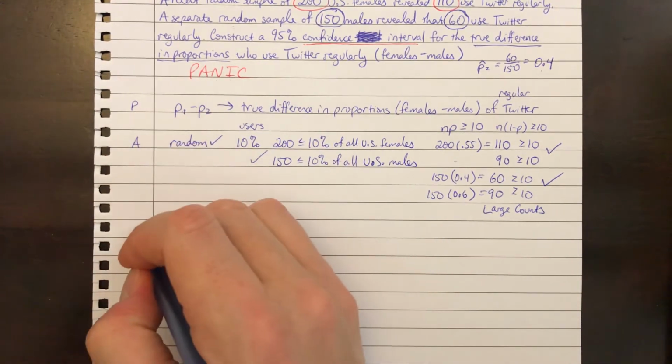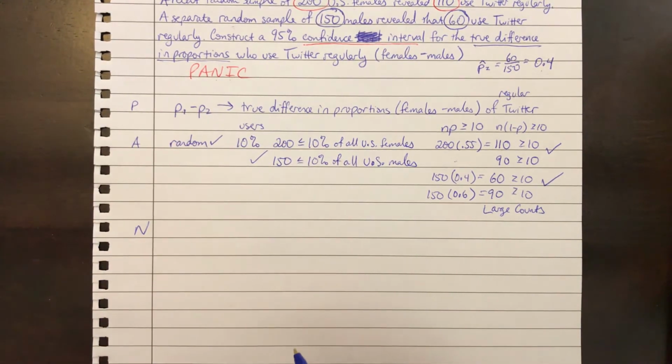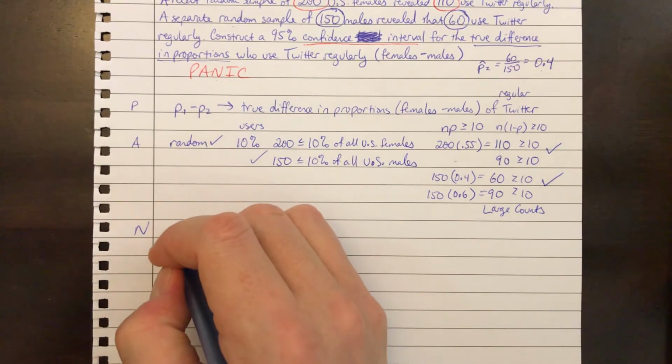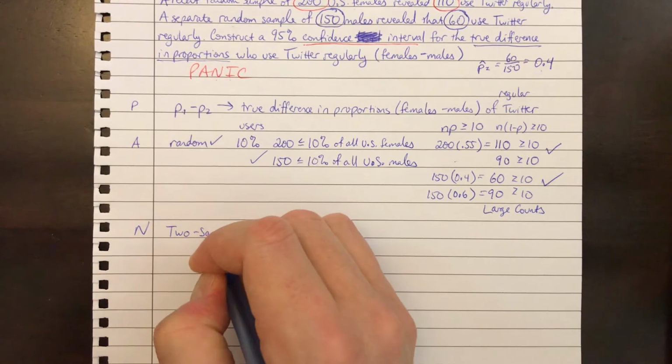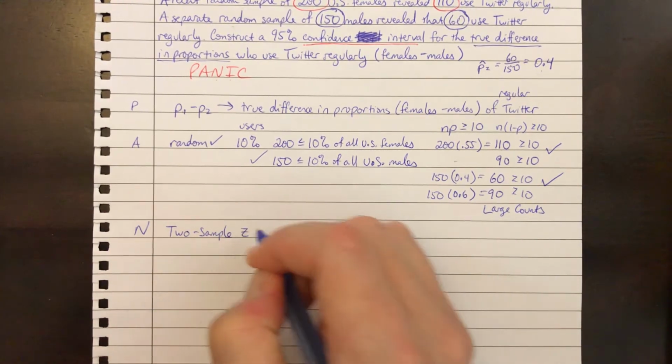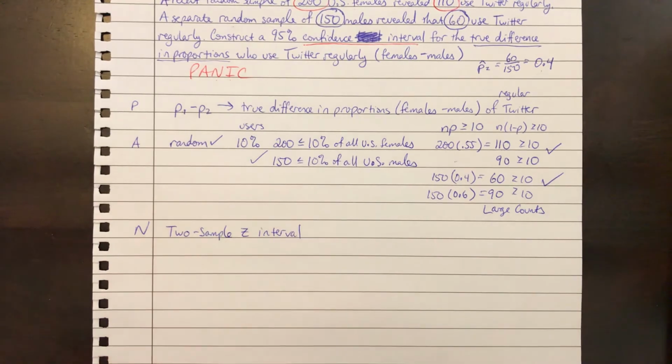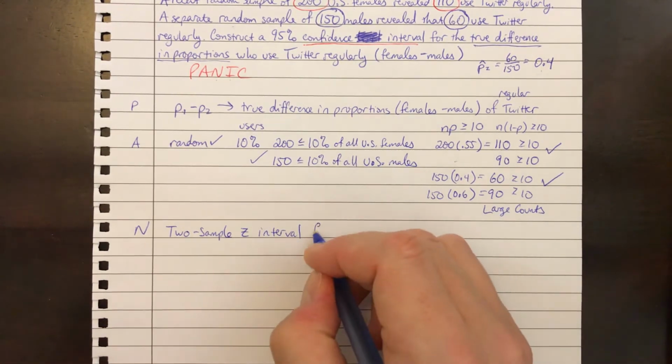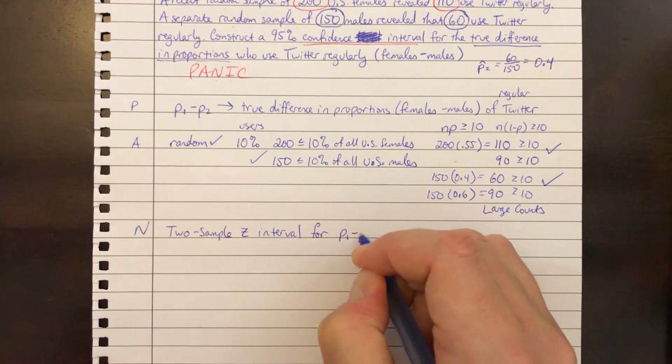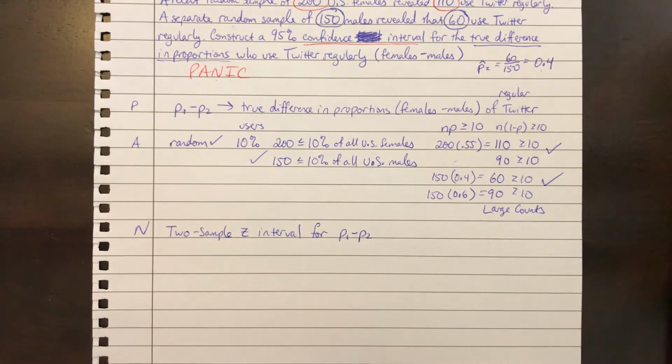So we're going to name this interval, and the kind of interval we're going to do is a 2-sample Z interval. When we are talking about proportions, it's always going to be a Z interval. If we're talking about means, usually it will be a T interval, although it is possible that we could use Z if we know the true standard deviation for the populations. So we're going to do a 2-sample Z interval for our difference in proportions, p1 minus p2.